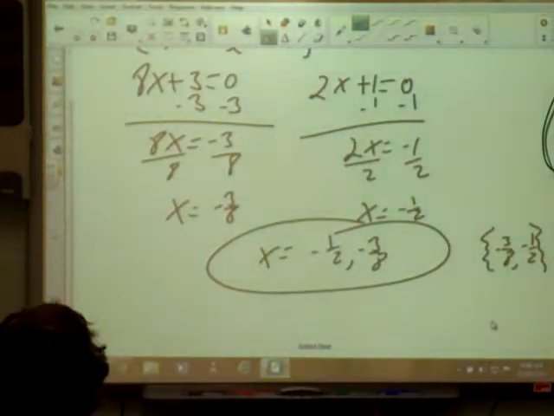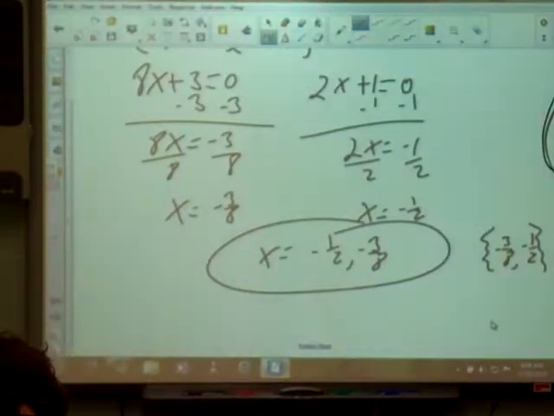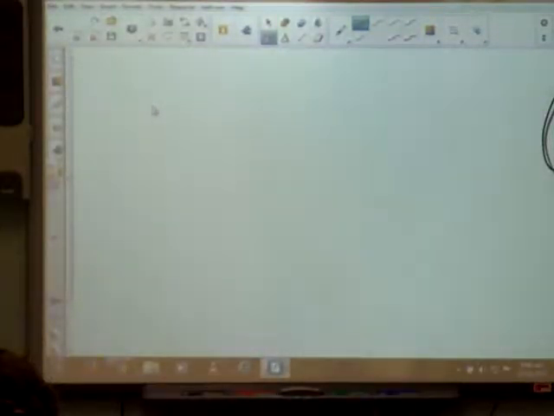Alright, so that one was already factored. What we're going to do is put it together with all the stuff that we've done all week long and actually have to factor them and then solve them. So let's do that. I got 3x squared minus x equals 4. Directions just say to solve the equation.